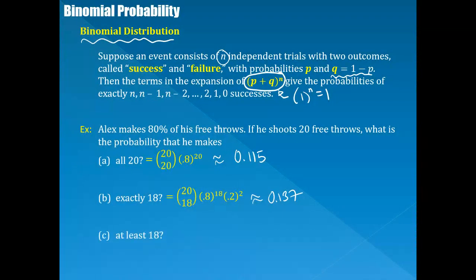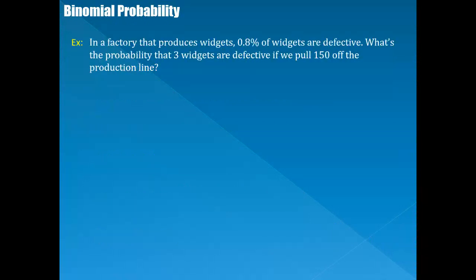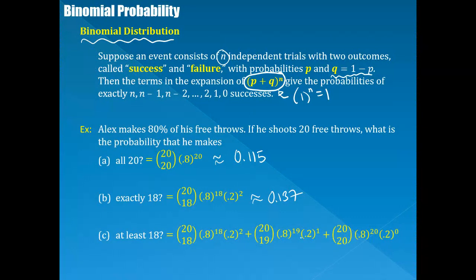Well, what about at least 18? So there might be 18, there might be 19, 20. You could get all 20. And so we want to take what we've just done: the probability of getting 18 plus the probability of getting 19 plus the probability of getting 20. It's part of the expansion. Sorry, I got ahead of myself before I wrote the answer, which is approximately 0.206.